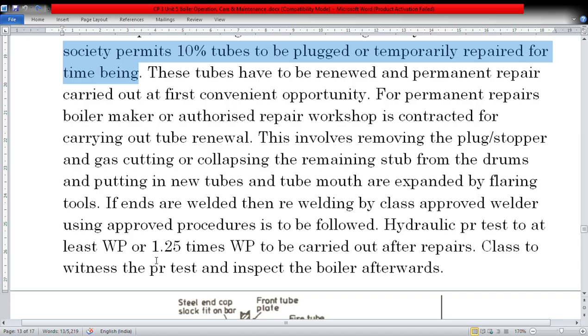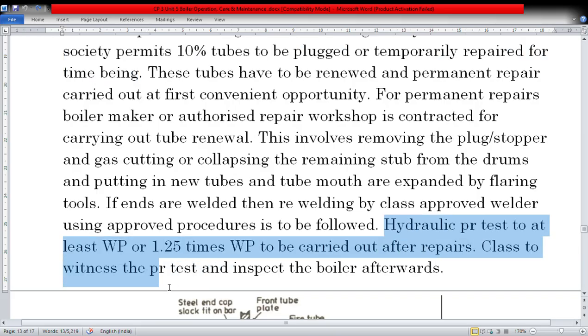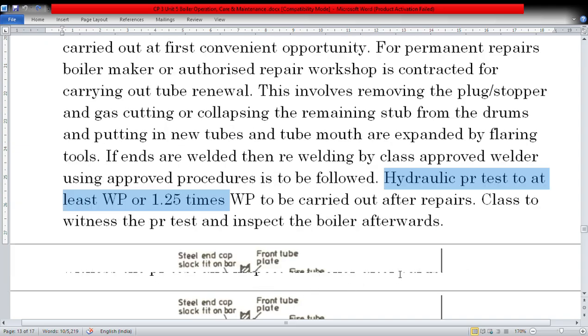Now see, this procedure of hydraulic pressure test I have already covered in a previous video. You can watch that video to see how we do this hydraulic pressure test. In simple terms I have covered it. Please do watch that. That was a separate question, how we do this hydraulic pressure test and at what pressure. Okay, repairs. Class to witness the pressure test and inspect the boiler afterward.